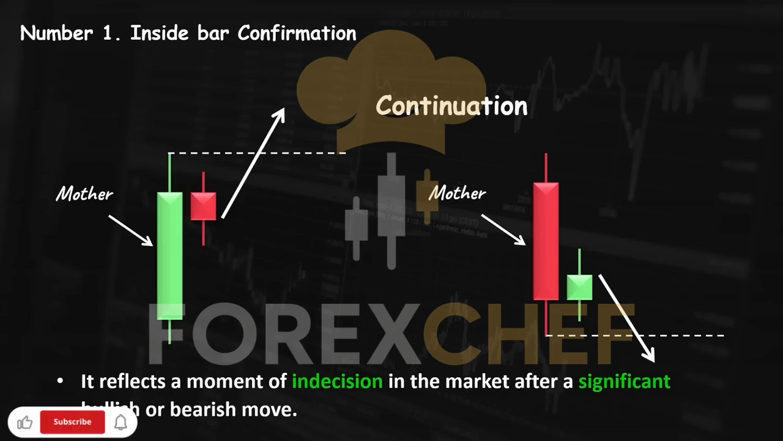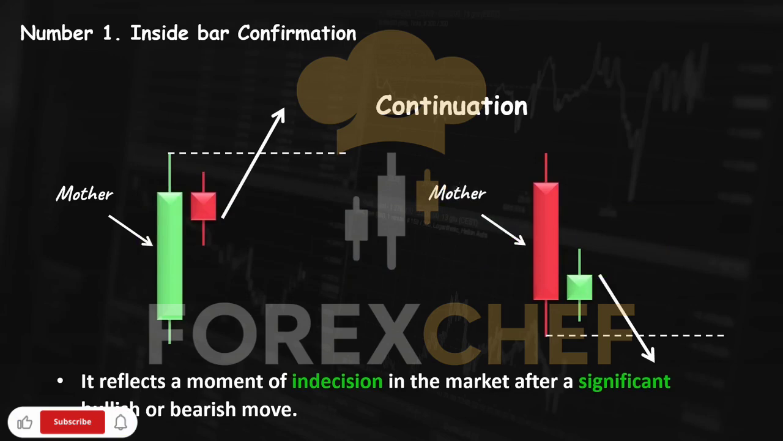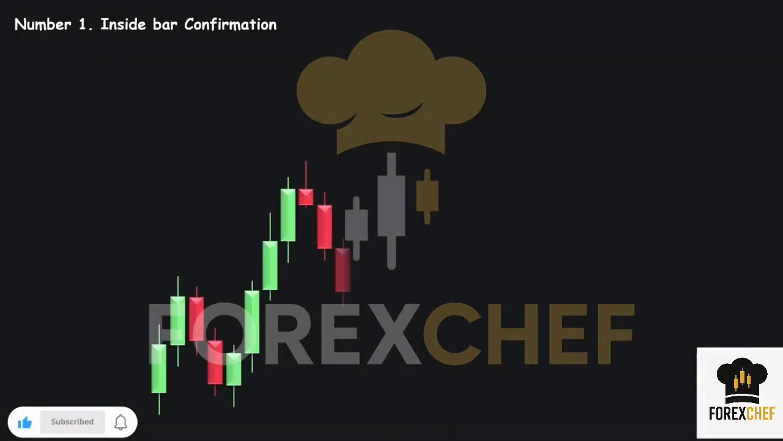But here's the question. How can we use this concept in our trades? Let me show you with an example. In this chart, we see a clear uptrend. The price has rejected this area, so we mark it in. When the price returns to this level, we can't consider this wick as a valid break of structure.